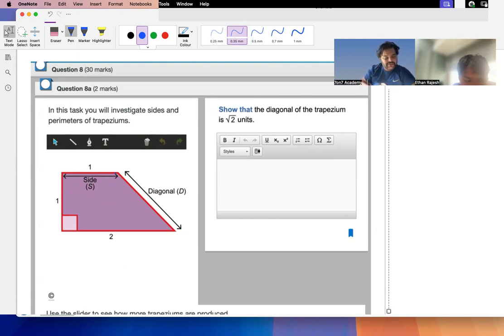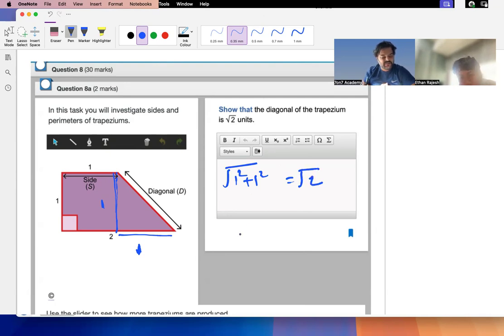So you'll just draw here like that. Agree? This length is now 1, 1. So you say the diagonal is 1 square plus 1 square, that's square root 2. For marks, you can write in words also: the triangle that you form to find the diagonal has height 1, base 1. Agree?